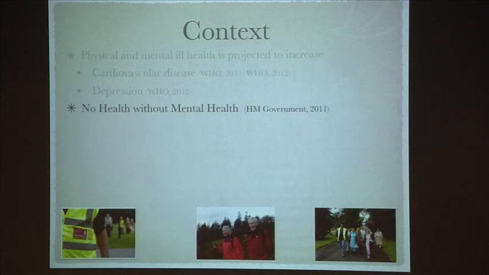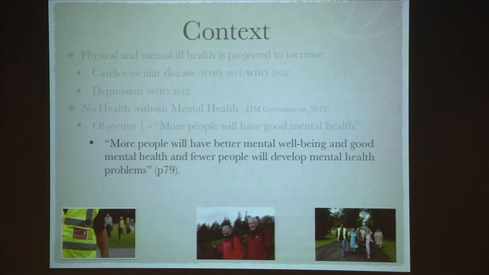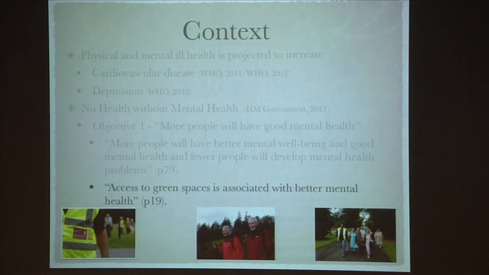In their 2011 policy document, their mental health strategy document, No Health Without Mental Health, the first objective was that more people will have good mental health. This is in direct contradiction to the World Health Organization and their predictions that more people will have poor mental health in the future. The objective is basically that more people have better mental well-being and good mental health, and fewer people will develop mental health problems. And in the report, the government acknowledges that access to green space is associated with better mental health.